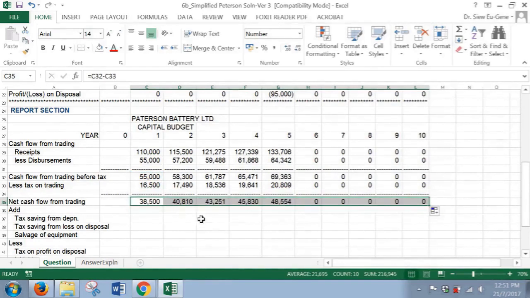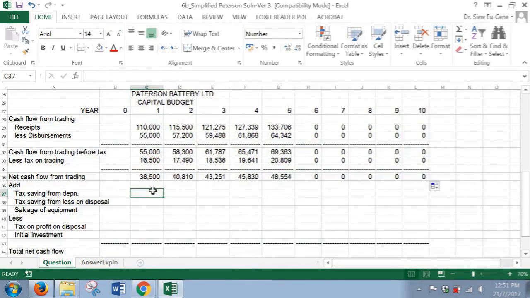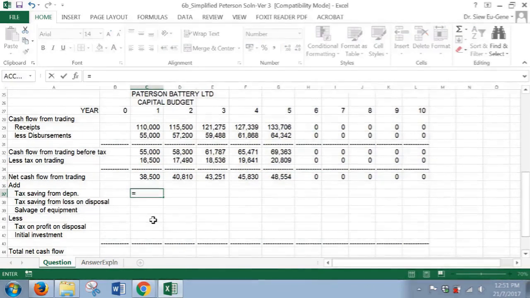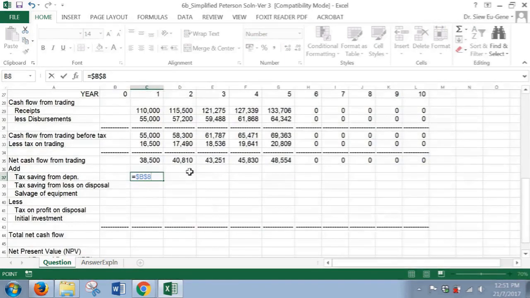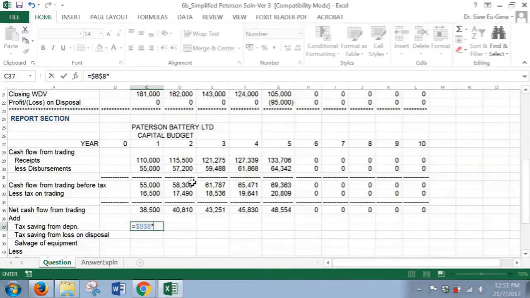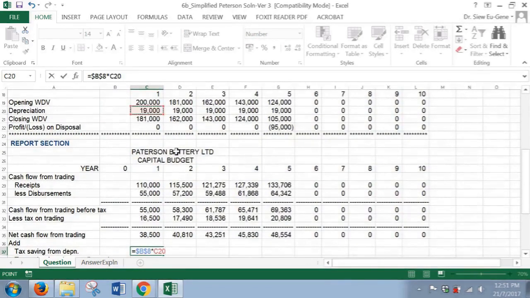Same thing, right? So the tax savings from depreciation. All right, to calculate the tax savings from depreciation, it's just basically the tax rate again, B8, and we lock this because I don't want it to change. Multiply by the depreciation expense, which is this. So we can claim depreciation. Now I want C20 to change because in year 1, the depreciation is C20. In year 2, the depreciation is D20. In year 3, the depreciation is E20, and so on.